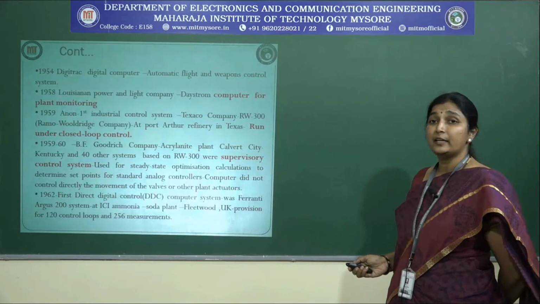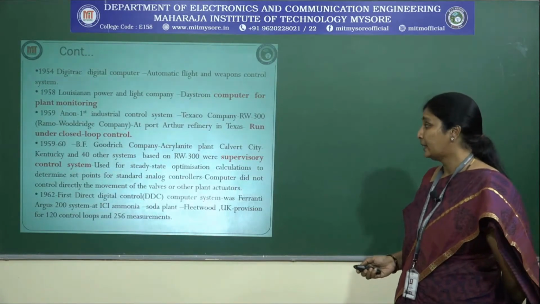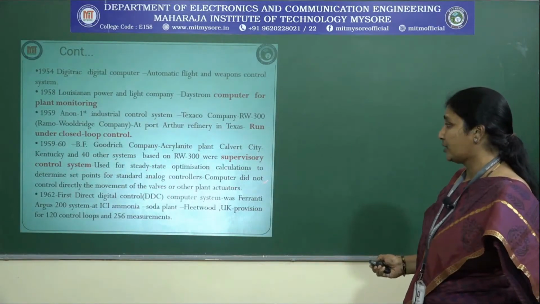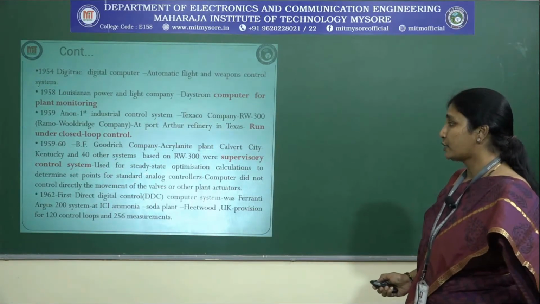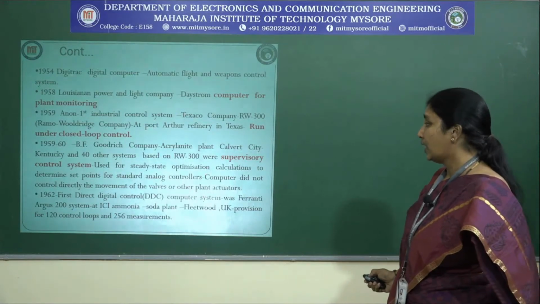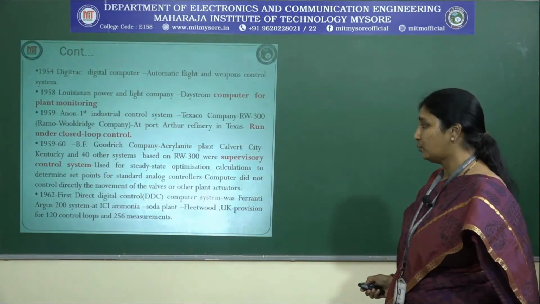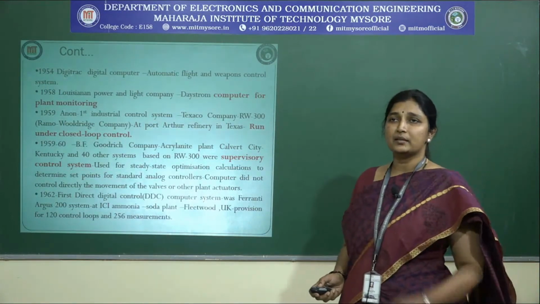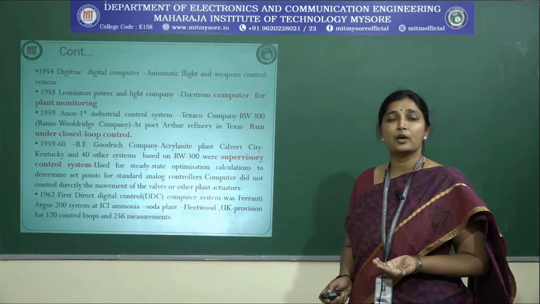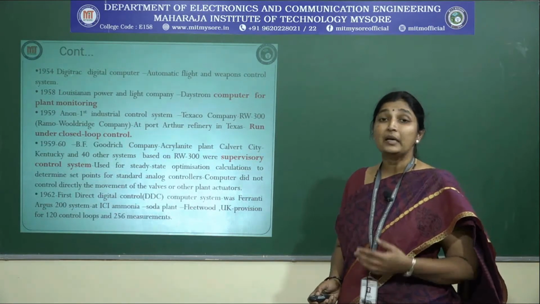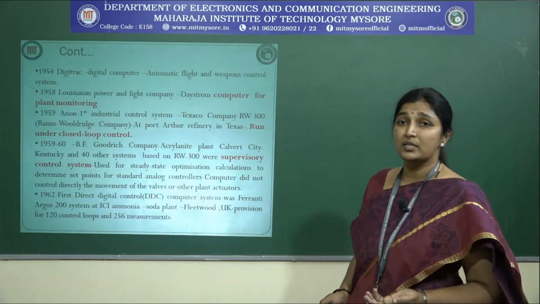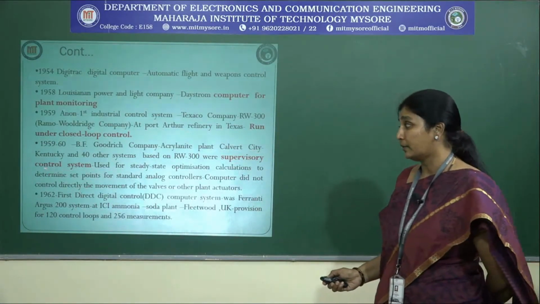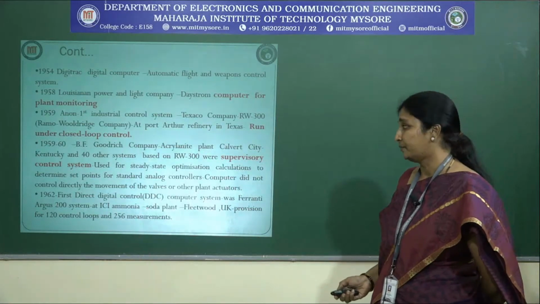In the year 1959 to 60, they used a steady state optimization calculation to determine set points for standard analog controllers. The computer did not directly control the movement of valves or any other plant actuators. So they had certain drawbacks there because they only used it for monitoring purposes. They didn't actually have any control systems adapted in this era, that too for a supervisory control system.